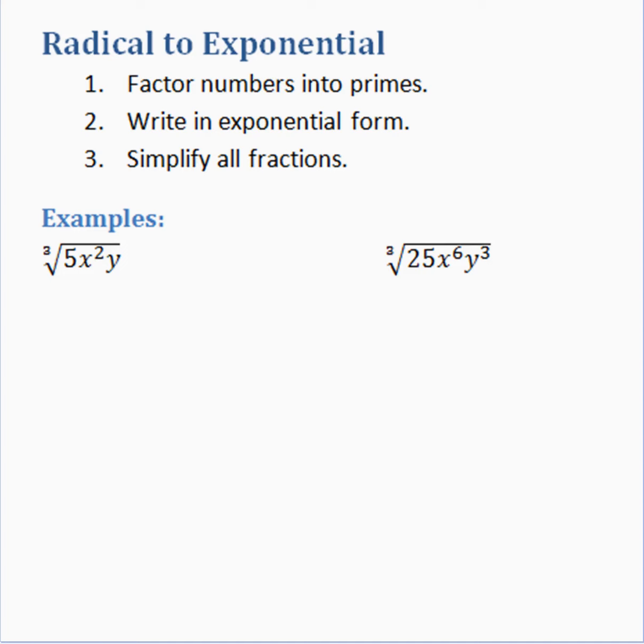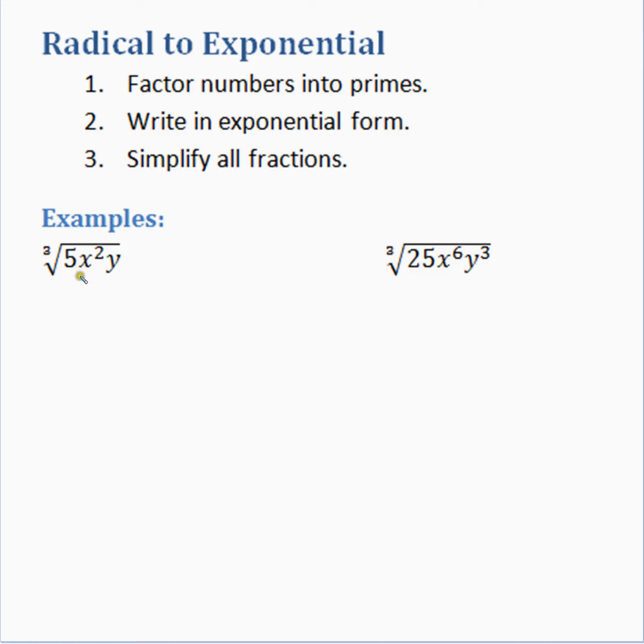So we're going to go from radical to exponential form, and then later we're going to look at going from exponential form back to radical form. So the first thing we do is we factor the numbers into primes, and then write it in exponential form and simplify all fractions.